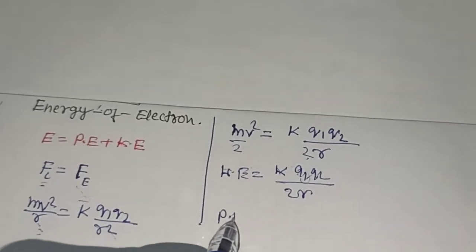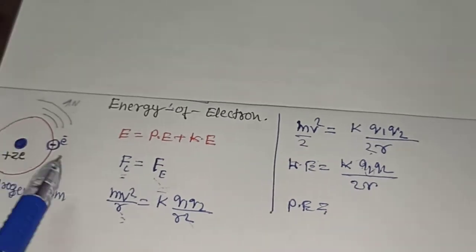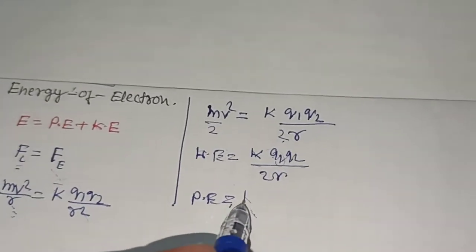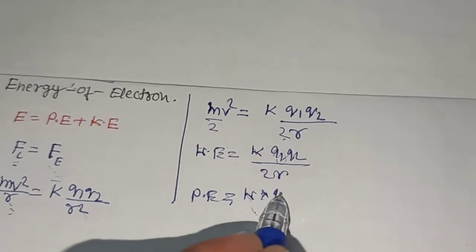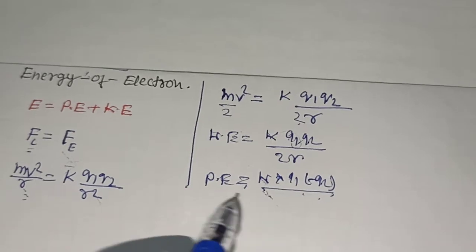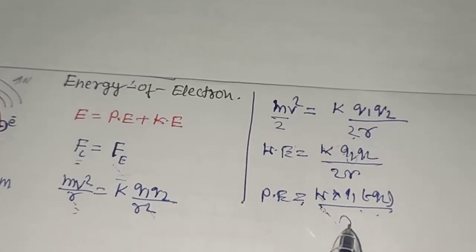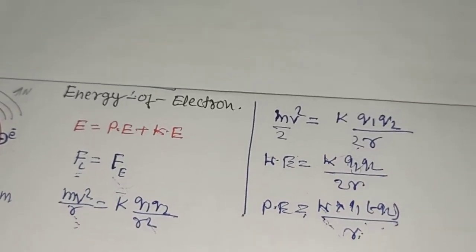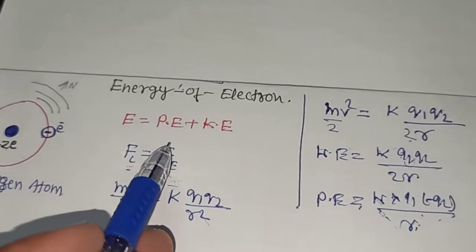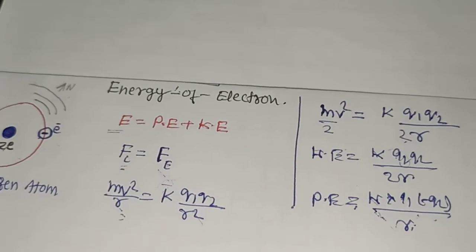Now we have to find the potential energy, and the electric potential energy formula, I hope you are clear, is k q1 and minus q2, because the negative charge applies here, divided by r. This is the formula of potential energy. So now we will add first and second in this equation and we will find the energy.